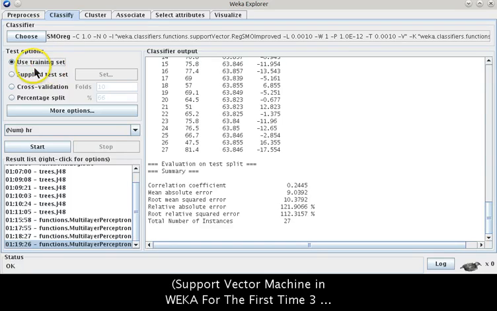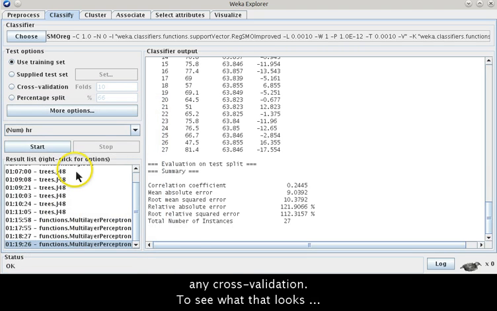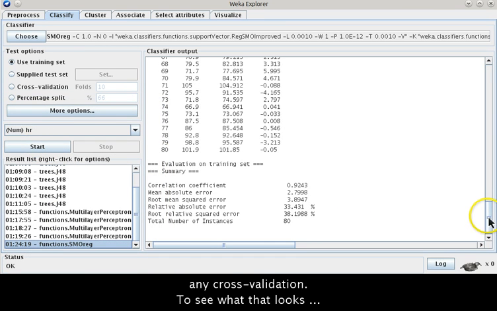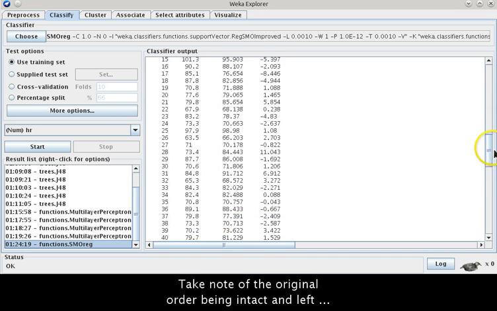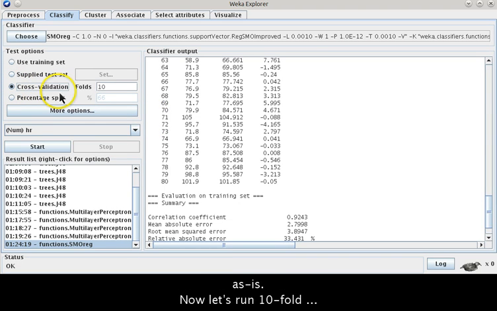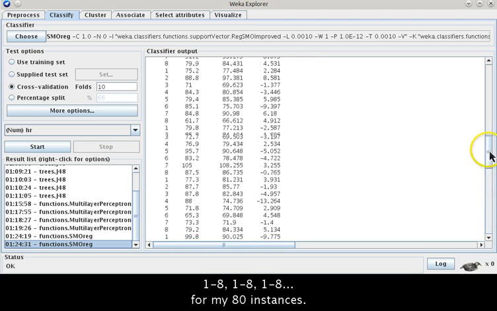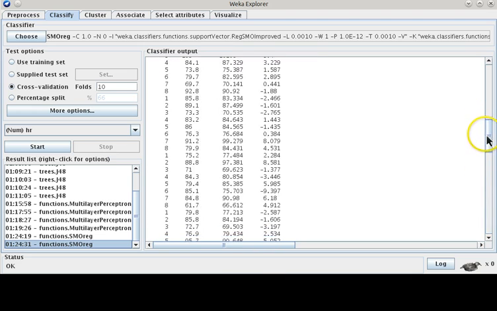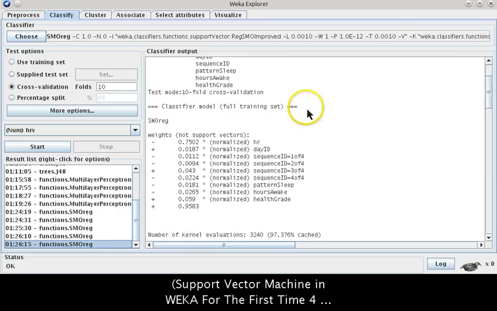Now let's use the training set as is, without any cross-validation. To see what it looks like, let's also check output predictions. Take note of the original order being intact and left as is. Now let's run tenfold cross-validation. Here are 10 consecutive 1 through 8, 1 through 8, 1 through 8 for my 80 instances. Let's compare their prediction accuracy.